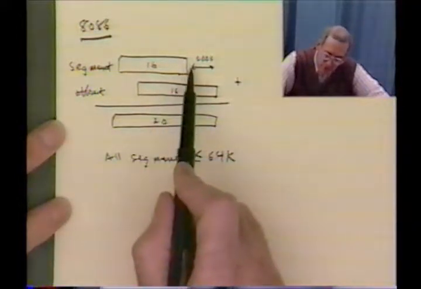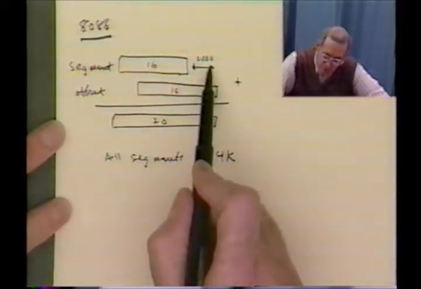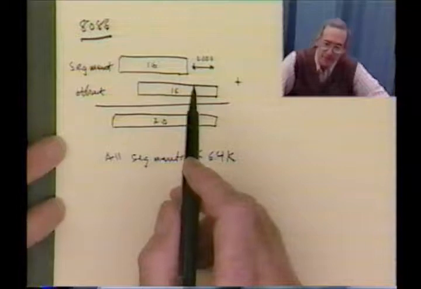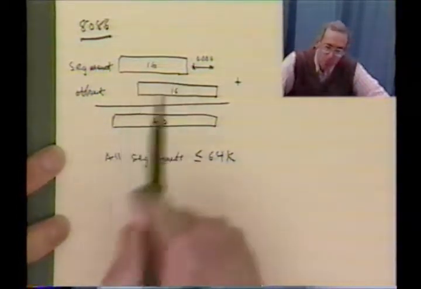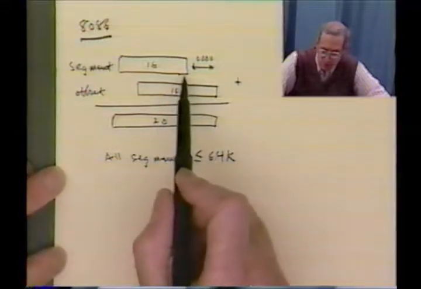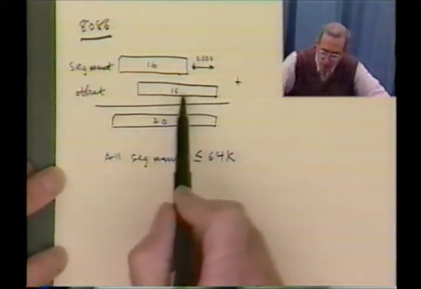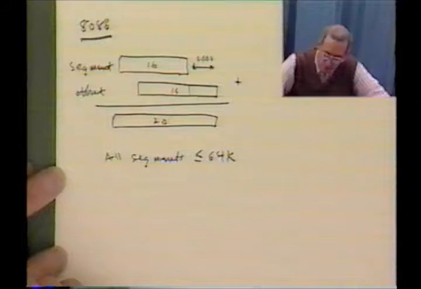Notice, because the segment register is shifted left 4 bits, that segment boundaries are on 16-byte boundaries. So you can't even use the segment register to point to an arbitrary place in memory. You can only point to the nearest 16-byte boundary and then use the low-order bits of the offset to address the rest of it.